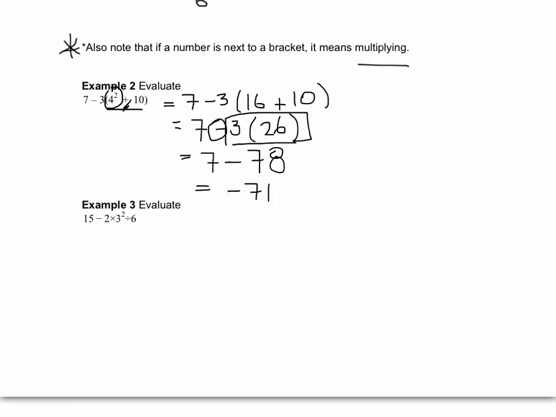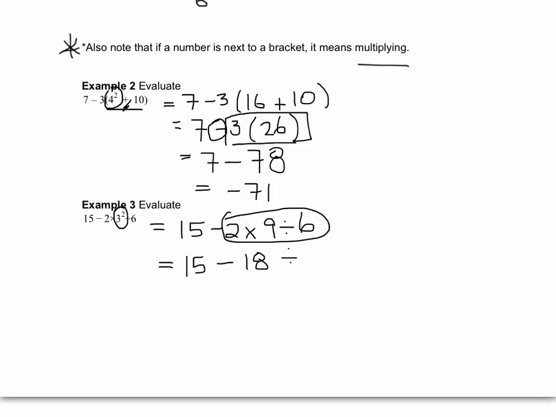Our next example, there are no brackets. So we're going to start out with our exponents. We've got 15 minus 2 times 3 squared, which is 9, divided by 6. We now have to do our multiplication and division. So we're going to do 15 minus 2 times 9 is 18, divided by 6. And then 15 minus 18 divided by 6 is 3. And 15 minus 3 is 12.